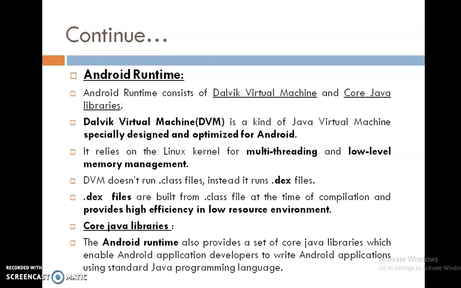Now DVM, say Dalvik virtual machine, is a kind of Java virtual machine which is specially designed and optimized for Android. It relies on Linux kernel for multi-threading and low-level memory management. Now, DVM differs from JVM in that the DVM doesn't run .class files. Instead, it runs .dex files. And those dex files are built from .class files at the time of compilation, and it provides high efficiency in low resource environments.